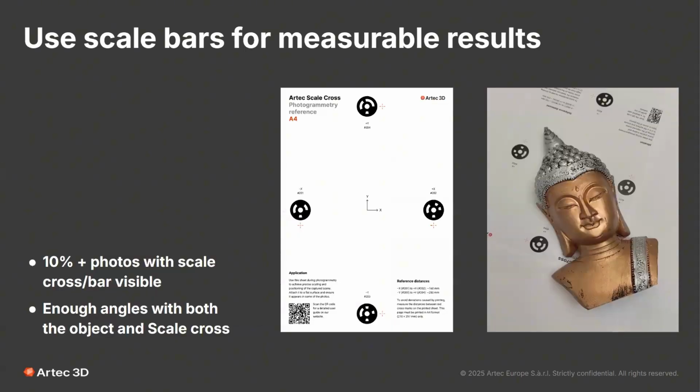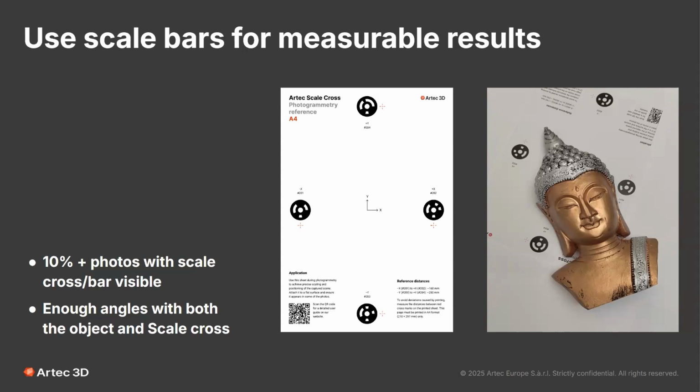So this is the PDF file that I've been talking about previously. This is the file that we provide with Artec Studio. You could just print out this Artec scale cross photogrammetry reference. We have it in US format as well. Here I have it in EU format. So you could print it out depending on the type of printer that you have. And then you need to place it into your scene next to your object in a way that this scale cross will be visible from a variety of different angles.